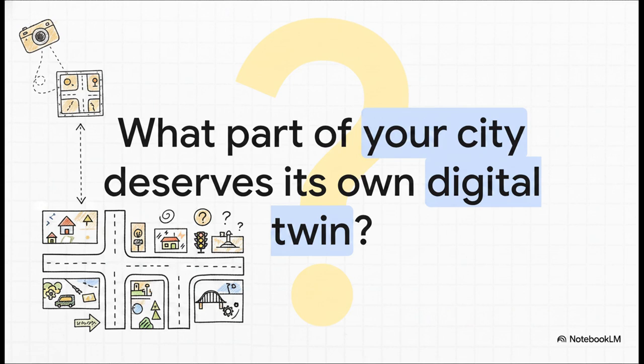And that really brings us to the final thought here. This whole thing started with just one photo of one intersection. But just imagine applying this kind of thinking everywhere. Think about it. What's that one super frustrating, confusing, or maybe even dangerous spot in your own city that you just wish somebody could fix? What part of your world deserves its very own digital twin?